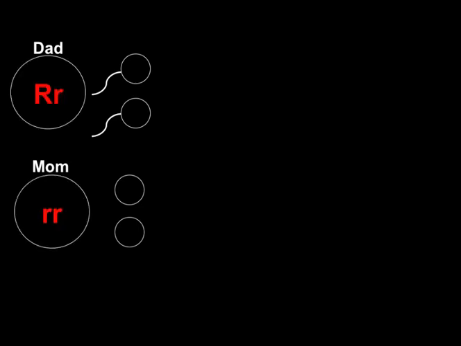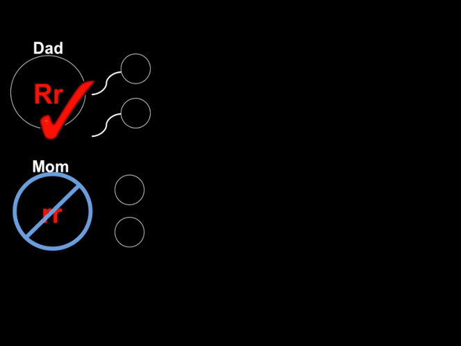So what I've got here is a mom and a dad, and the dad is heterozygous and the mom is homozygous recessive. For this particular trait, tongue rolling, the dad is going to be able to roll his tongue. That's his phenotype because he's got a dominant. And the mom can't because she's homozygous recessive.